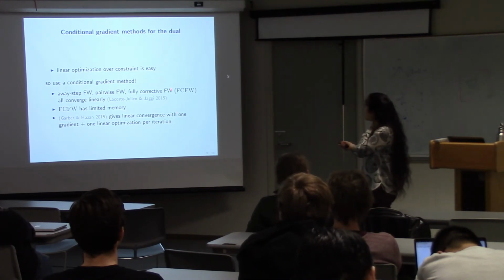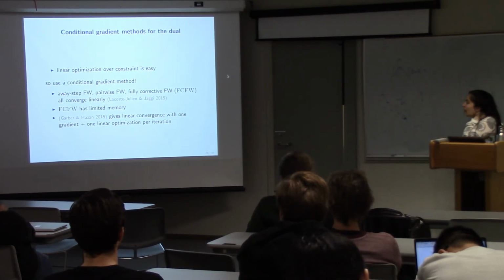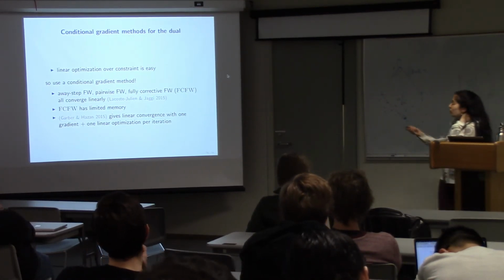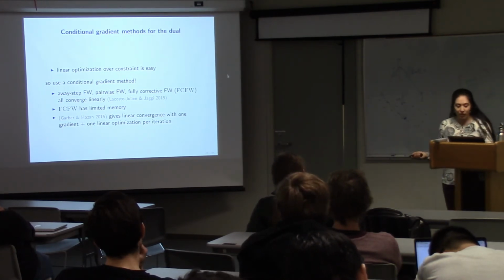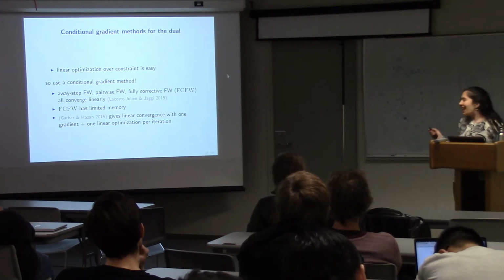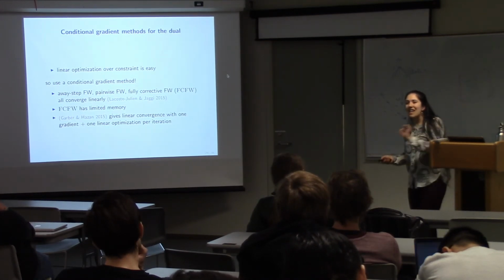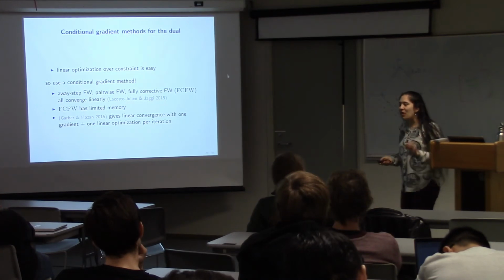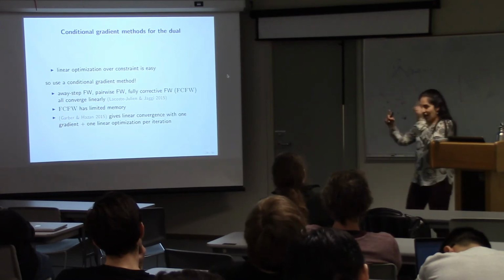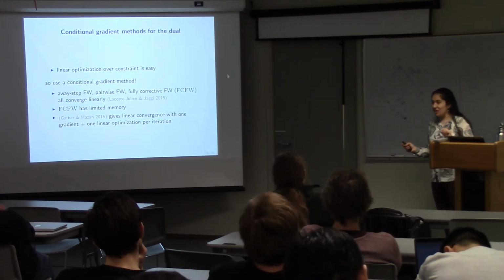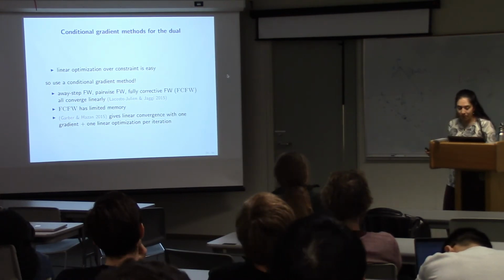But the fully corrective Frank-Wolfe variant has limited memory. In fact, you can show for another variant of these methods that you can get linear convergence with one gradient plus one linear optimization per iteration. But this method, the fully corrective Frank-Wolfe, is particularly cool because it has a primal interpretation. So rather than running it as a dual algorithm, you can actually run it as a primal algorithm. And we'll actually see that it is equivalent to the limited memory Kelley's method that I showed you just earlier.